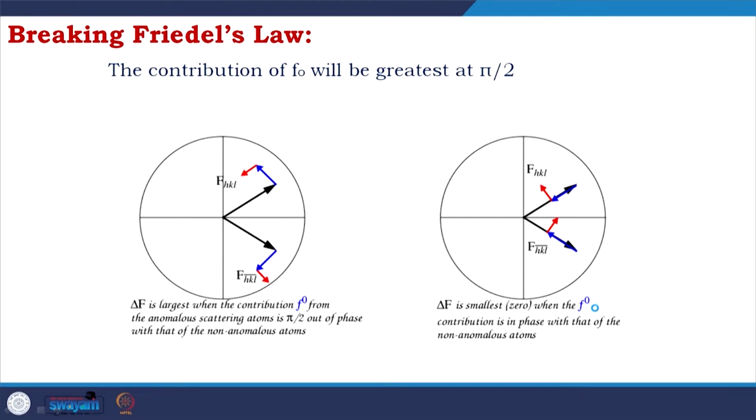The contribution will be greatest at pi by 2 and smallest when it is 0. So, the delta F difference is largest when the contribution from the anomalous scattering atoms is pi by 2 out of phase with that of the non-anomalous atoms, and delta F is smallest when the contribution is in phase with that of the non-anomalous atoms. So, you will clearly see the difference in the contribution here, and that is used to determine the phase.